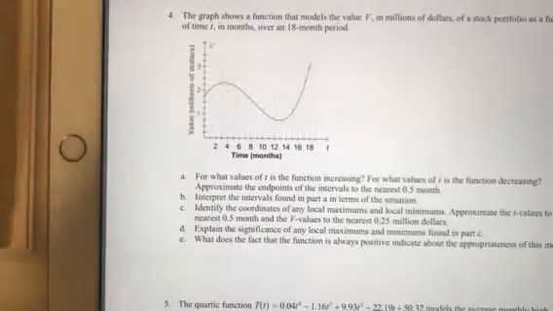What does the fact that the function is always positive indicate about the appropriateness of this model? Well, we're talking about the value of stocks. Can stocks have a negative value? The answer is really no. They can have zero value. They don't have a negative value, so it wouldn't make sense for us to see negative numbers in this space at all.